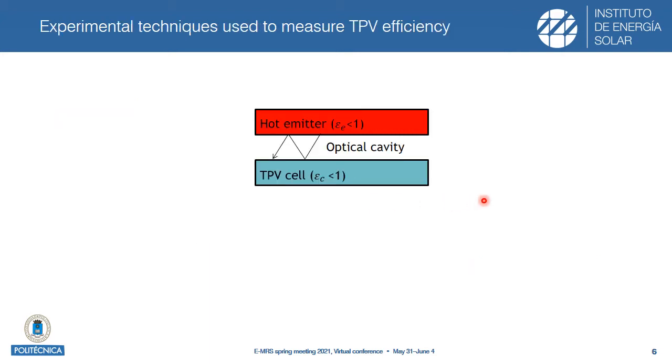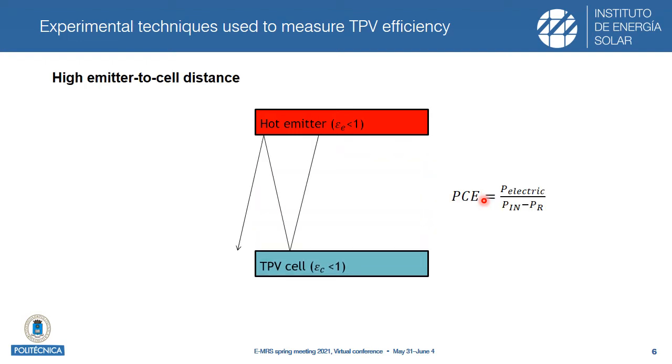So, although this is what we want to measure, in practice we usually need to place the emitter and the cell at a higher distance for practical reasons. Then the optical cavity is lost because multiple reflections cannot take place, and the TPV efficiency cannot be obtained. Instead, what is defined as photonic conversion efficiency, which is the efficiency of the cell, is measured.